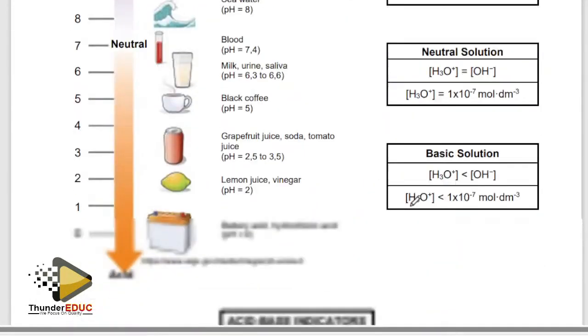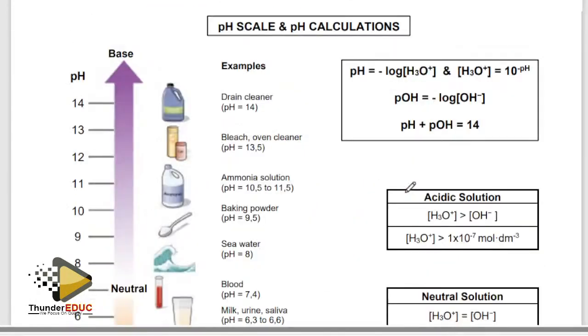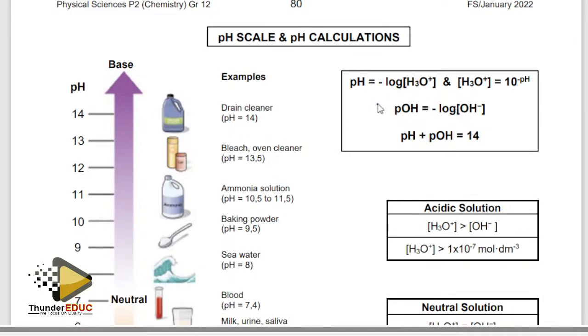Then another thing is how to calculate the pH. pH is equal to the negative log of the hydrogen ion concentration. Sometimes the hydrogen ion or hydronium ion concentration is not given, therefore you have to use pH plus pOH equal to 14, or use the concentration of the acid or the base. You find the mole ratio, how many hydrogen ions are there, and after that you are able to calculate the pH.